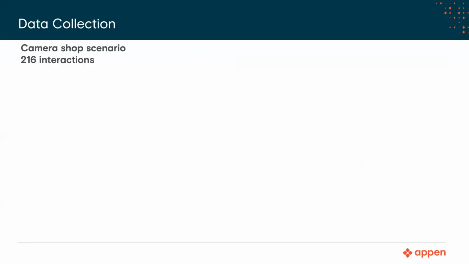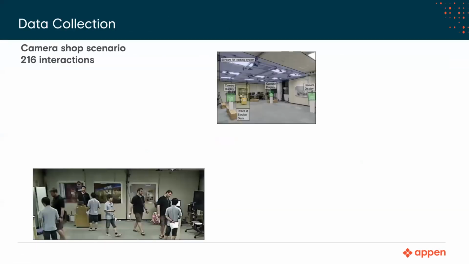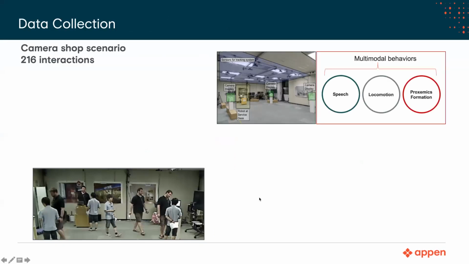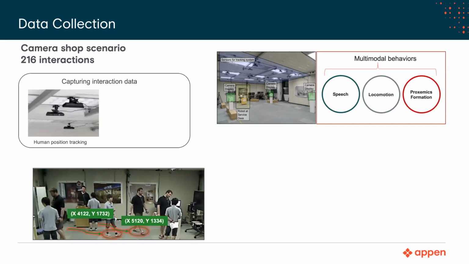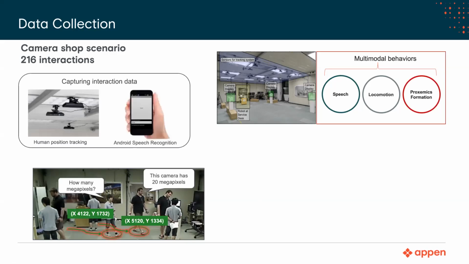So we set up a data collection in a camera shop where the participants role played as customers or a shopkeeper, where they spoke and acted naturally without any script. The interaction is multimodal, so it consists of speech, locomotion, and proxemics. We also had a human position tracking system that reports people's movement in terms of X and Y every second. The users also carried an Android phone for speech recognition.